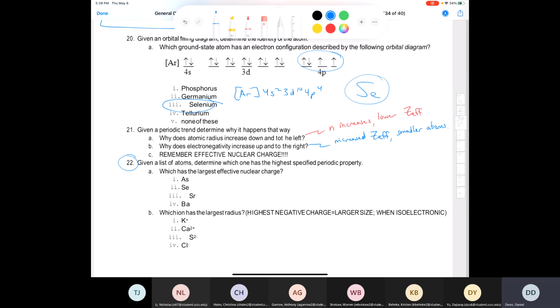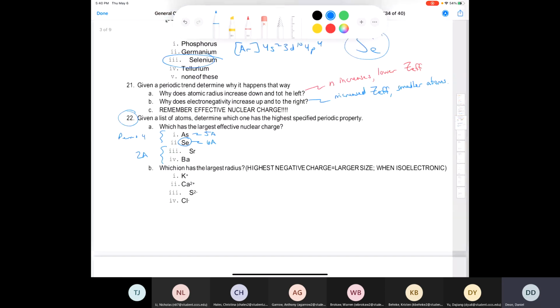Well, what do we have here? We have arsenic, selenium, and we have strontium and barium. Well, strontium and barium are in group 2A, so they're not even in the running, right? They're way over on the left-hand side of the periodic table. Then if we compare arsenic and selenium, they're both in period 4. However, arsenic is in group 5A, and this is in group 6A. And so selenium will have the highest of the effective nuclear charges amongst these 4 atoms.